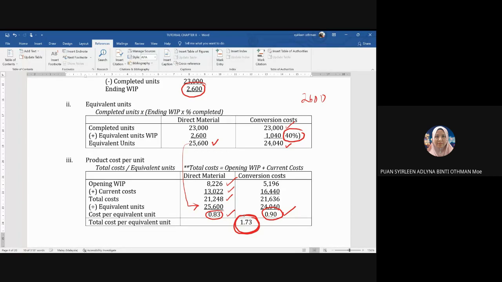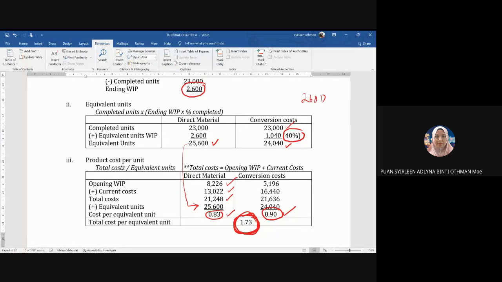Okay, saya rasa ramai yang tinggalkan jawapan 83 sen dan 90 sen saja. That is not the right way to answer lah. Make sure mesti ada RM1.73 tu. That is the most important part in your answer. Actually, you need to fulfill all the requirements lah. Kita cari dulu untuk satu unit direct material, and then kita cari untuk satu unit conversion cost and then kita add up, kita akan dapat total cost per equivalent unit.